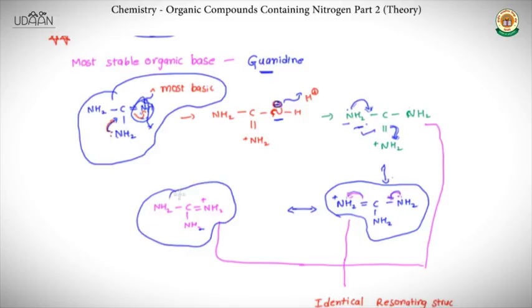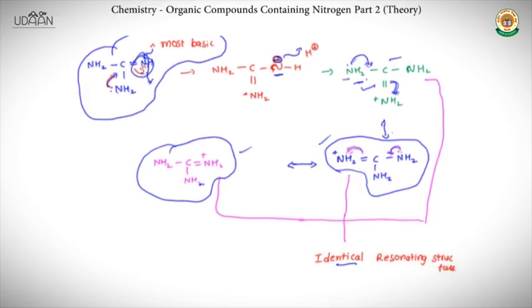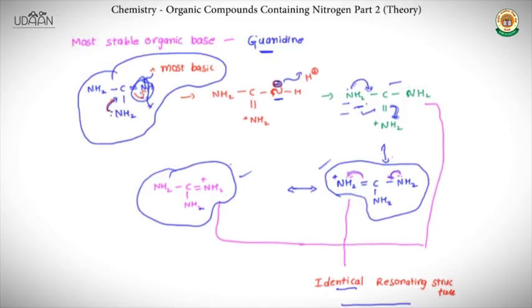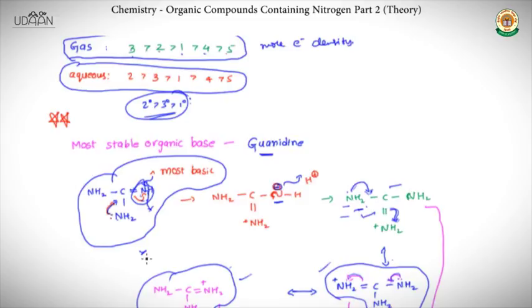Now if you carefully observe, these three resonating structures are identical. As written here, these three resonating structures are identical. Now you are taught in your GOC that if the resonating structures are identical, then the compound is more stable. So as a result of it, the formed conjugate acid is more stable. So this guanidine is most basic. Now let us see the next part of it.